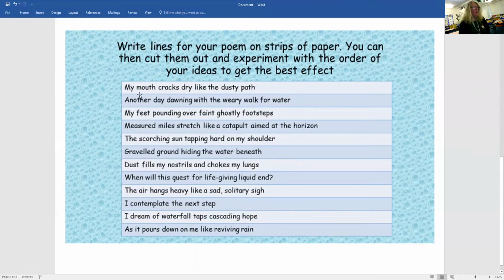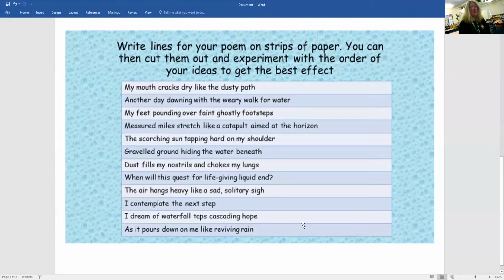So then what you can do is, when you have written these all out, and I've tried to use a combination, so my mouth cracks dry like the dusty path. Hopefully you're saying that's a simile. So I've tried to use that one there. Another day dawning with the weary walk for water. Hopefully you know that's alliteration, and so on and so forth. So try to use a range of different pieces of figurative language to vary my poem and to make it really interesting. What might help then is you cut your strips of paper up, and then the next part of the activity would be to think about the order of your poem.